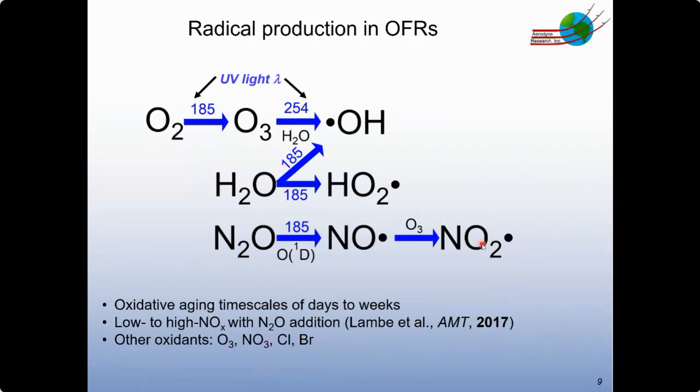Other oxidants that can be used and that are being used include ozone, which is already present for OH generation, but can be used in dark ozonolysis conditions. Nitrate radicals to look at the nighttime photochemical aging of VOCs and OVOCs, as well as chlorine and bromine to look at the influence of halogen atoms. So these techniques are all in various stages of development, and I won't be talking about them in detail today, but just be aware that those are additional systems that can be used to study SOA formation and aging in OFRs.